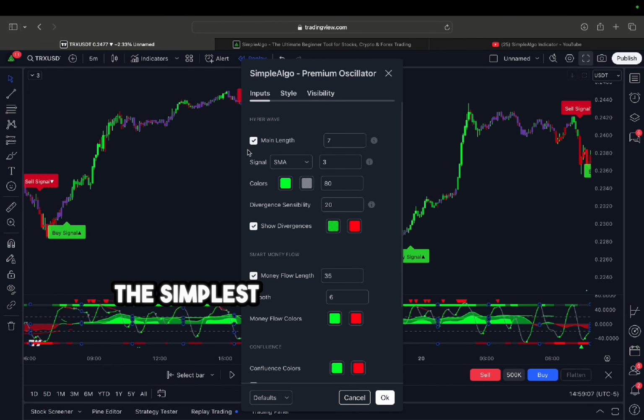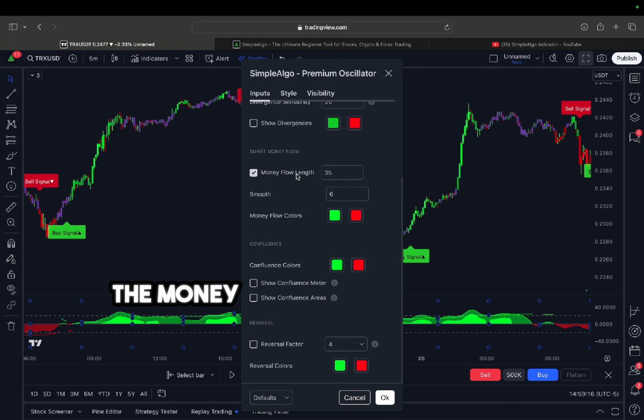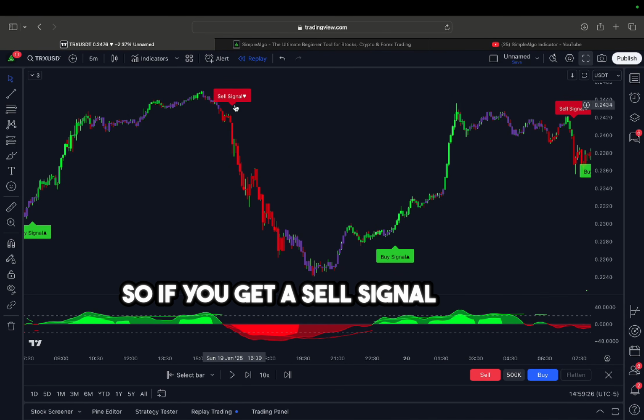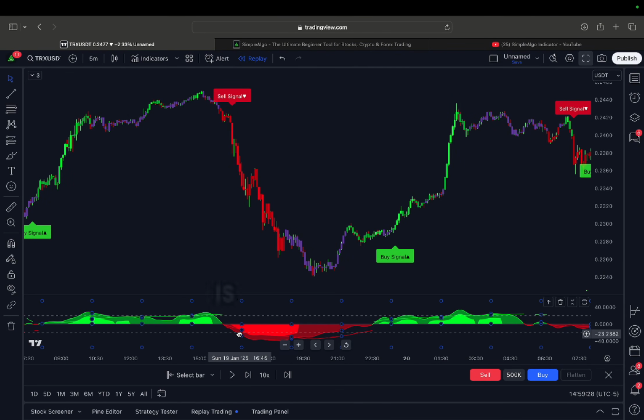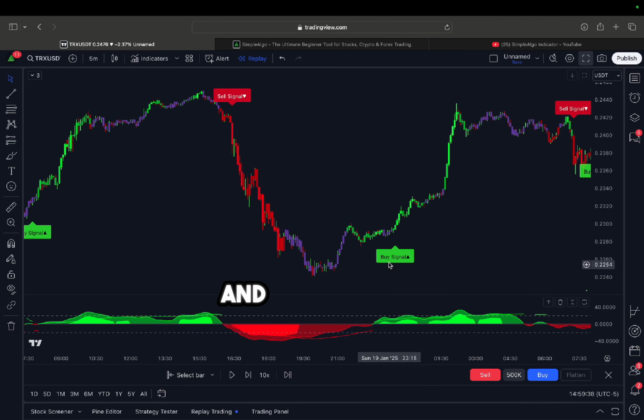But honestly, the simplest way to use this oscillator is to disable the main length, disable show divergences, disable everything except for the money flow length, and keep it at 35. And basically just use it as confirmation. So if you get a sell signal, make sure that the oscillator is also red. And when you get a buy signal, make sure the oscillator is in the green. And if it is, then that's just added confirmation that you should take the trade.